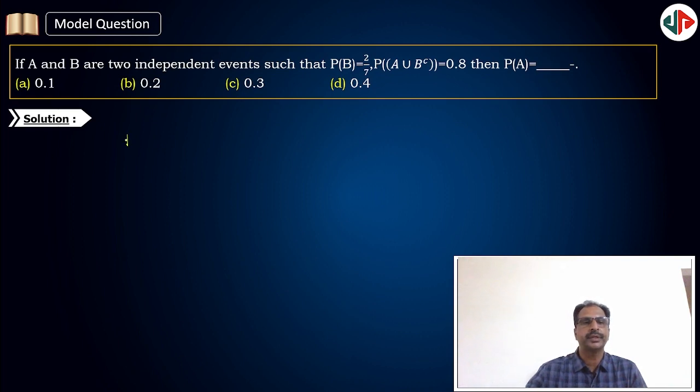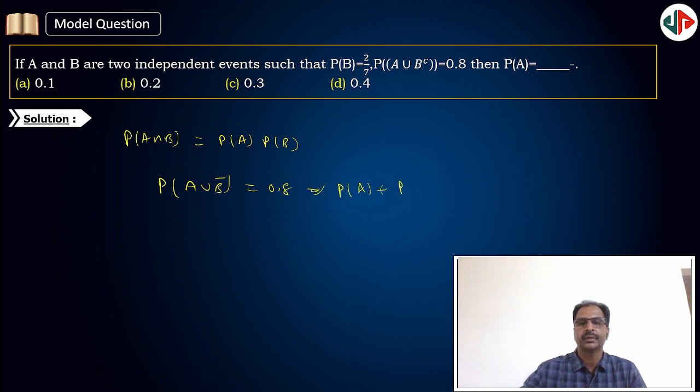Next, A and B are two independent events given. If A and B are two independent events, P of A intersection B is P of A into P of B. P of A union B bar is given as 0.8. From this, P of A plus P of B bar minus P of A intersection B bar is 0.8. If A and B are independent, we know that A and B bar are also independent.